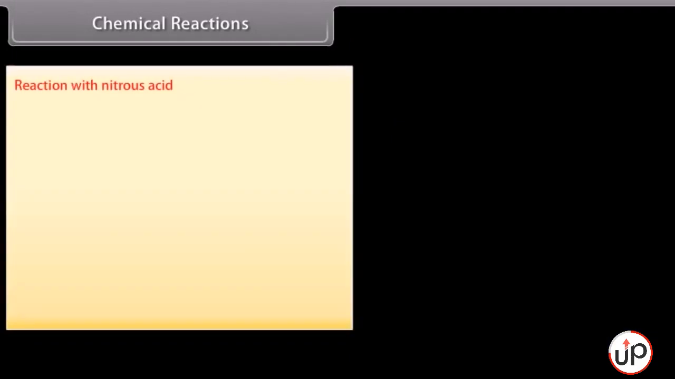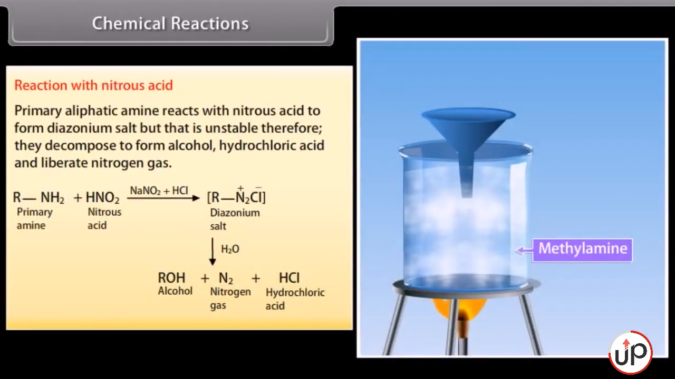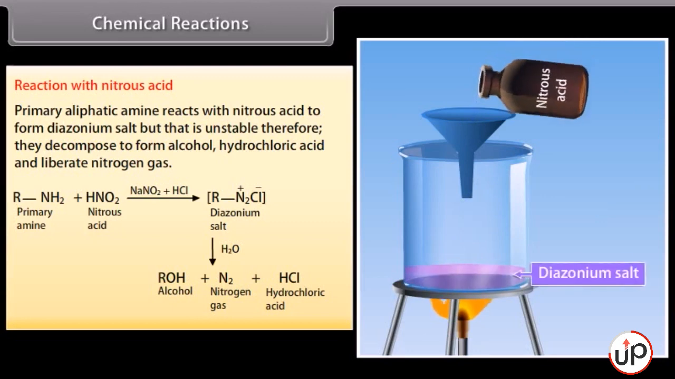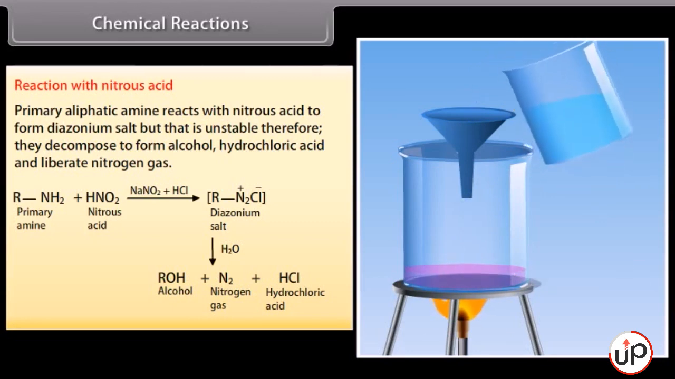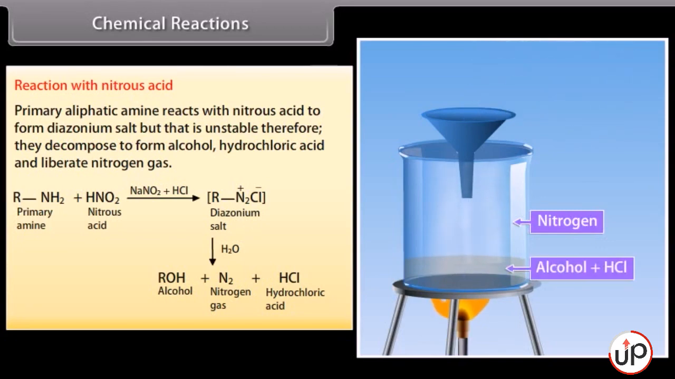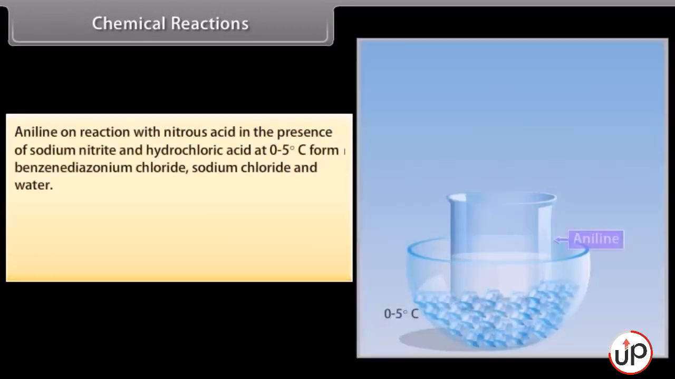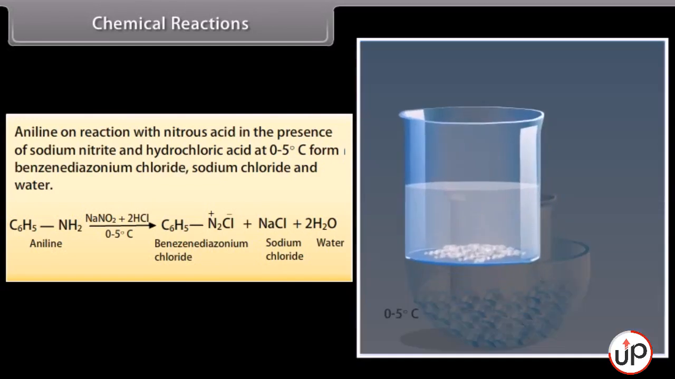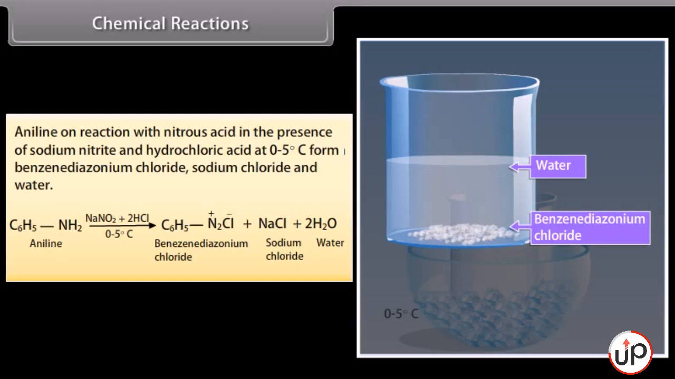Reaction with nitrous acid. A primary aliphatic amine reacts with nitrous acid to form a diazonium salt, but that is unstable. Therefore, it decomposes to form alcohol and hydrochloric acid, and liberates nitrogen gas. Aniline on reaction with nitrous acid in the presence of sodium nitrite and hydrochloric acid at 0 to 5 degrees Celsius forms benzene diazonium chloride, sodium chloride and water.